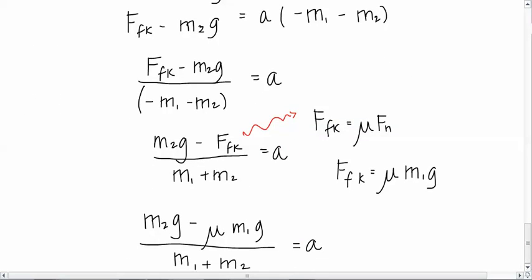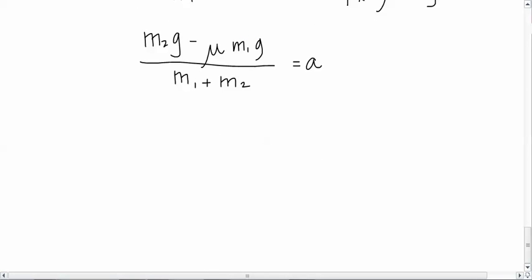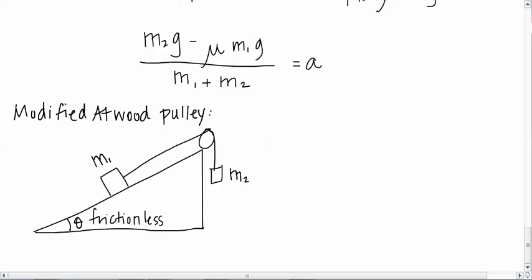Now we can also put this on an inclined plane. So it's still a modified Atwood pulley. So here we have M1 on the inclined plane, and let's say the inclined plane is frictionless in this case, and we have two masses. Now depending on the size of the mass and depending on the angle, they may go so that M1 slides up the inclined plane, or M1 may slide down the inclined plane. The test for that I will show you.